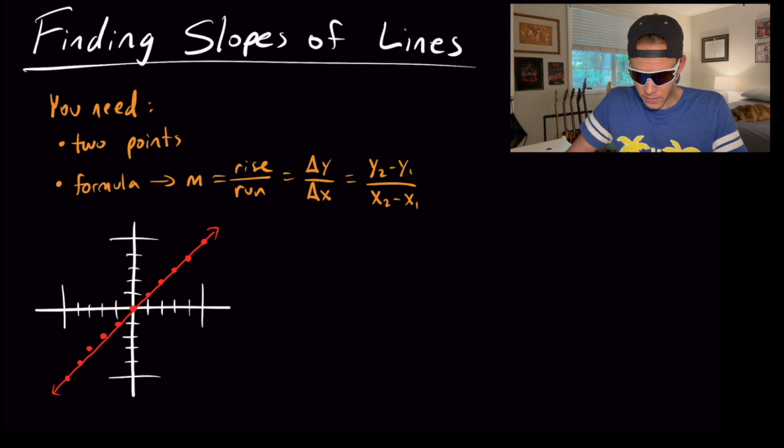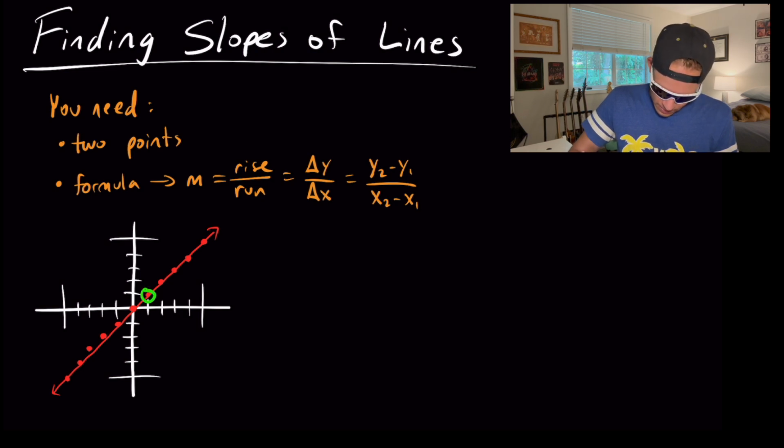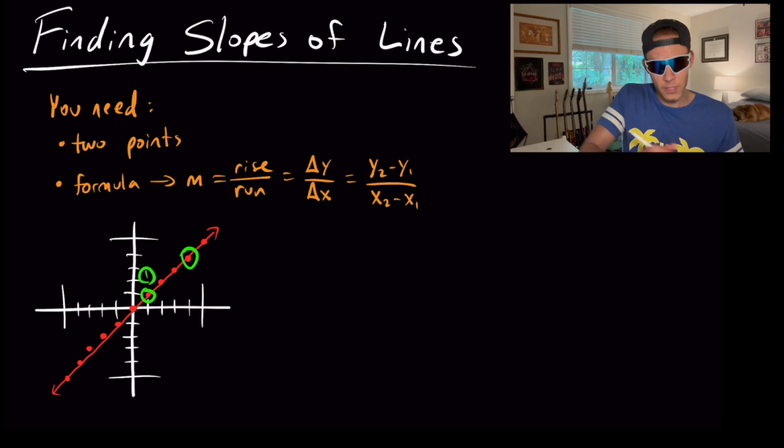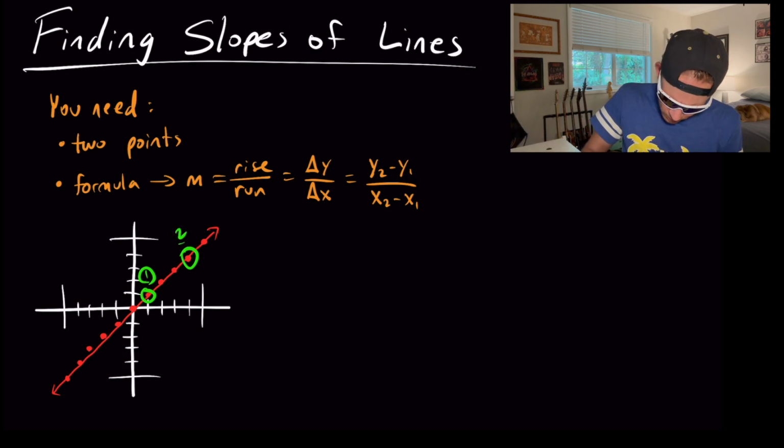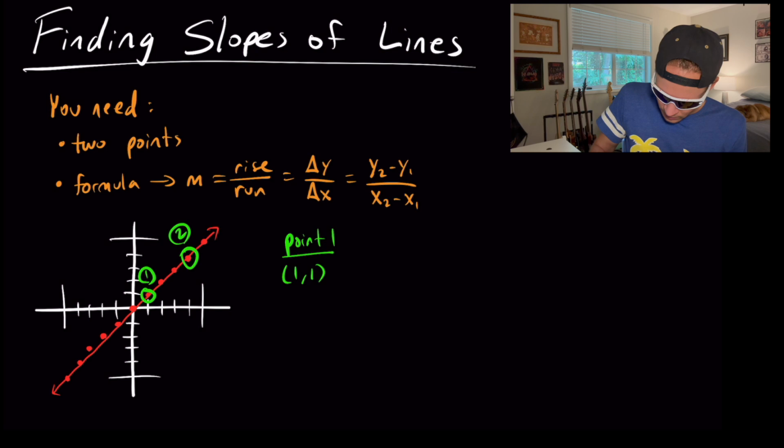All right, I got a line here. We're going to find the slope of it. So the first thing we need is 2 points. So I'm just going to pick, let's go with that point right there, and how about that point right there. We're going to call this point point number 1, because it's furthest to the left. It comes first if you're following the path of the line going left to right. And then we're going to call this point point number 2. So point 1 is going to be 1, 1.